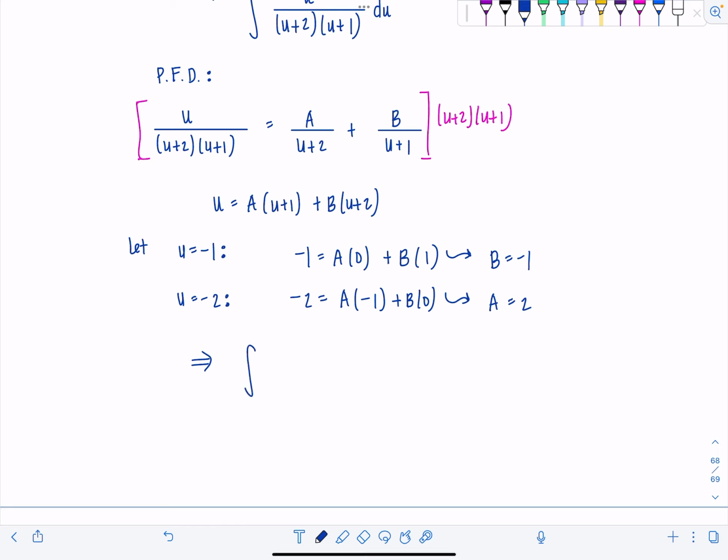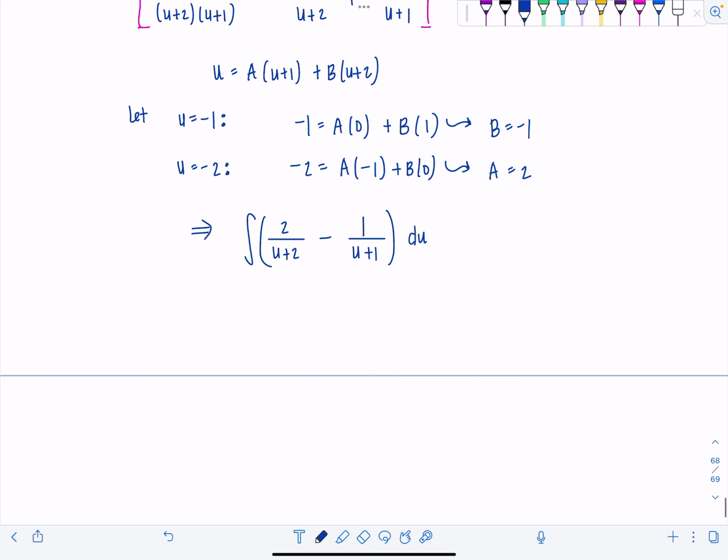We have the antiderivative of 2 over u plus 2, I'm going to write minus 1 over u plus 1 du. Each of these are going to involve ln. Pretty easy squeezy. My high school chemistry teacher would say that. I love it. 2 ln absolute value of u plus 2 minus ln absolute value of u plus 1. Don't forget plus C.